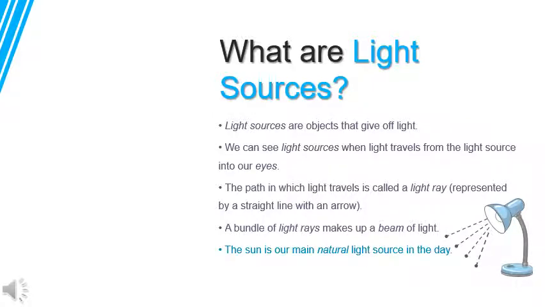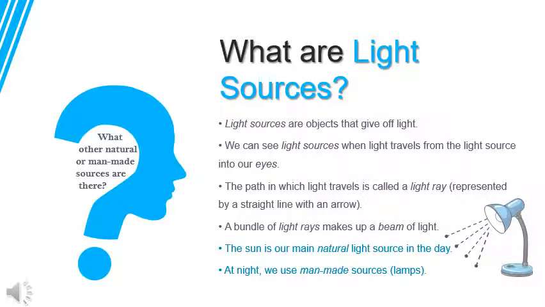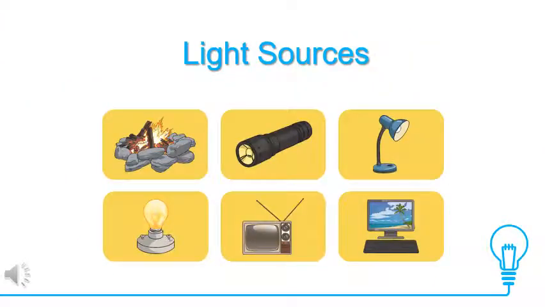Our main natural source of light in the daytime is the sun, of course. At night, we use man-made sources like lamps and candles. Now, can you think of what other natural or man-made sources are there? As you can see on this slide, there are some examples of different light sources, like firewood, a flashlight, a lamp, any screen that emits light that can serve as a light source, like a computer screen or a TV, or just a regular ceiling lamp.